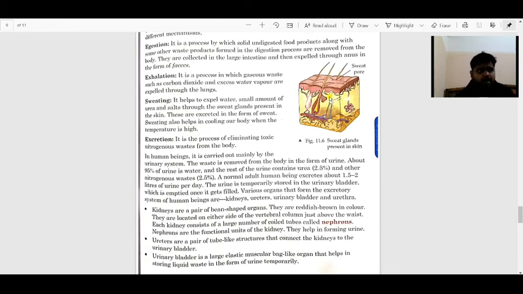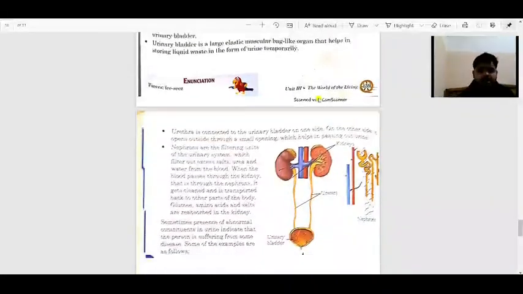Now from the kidneys, the tubes will be coming outside and will go to the urinary bladder, and those tubes which are coming outside are called ureters, and then finally the urine will be stored in your urinary bladder unless it is being passed out, right?